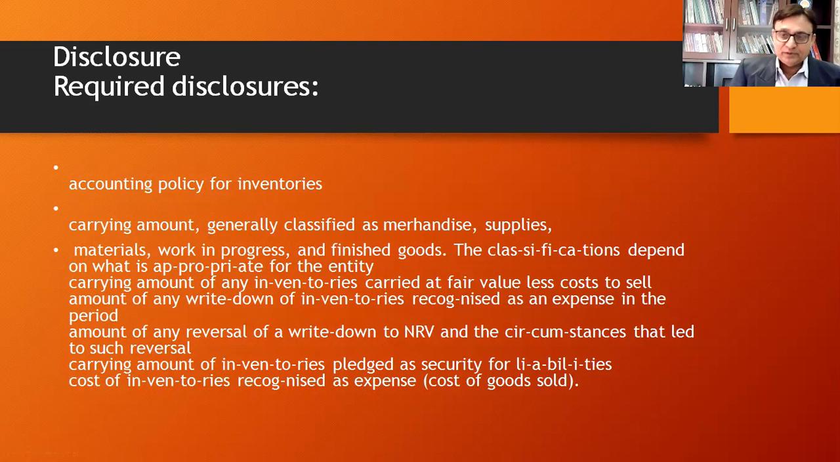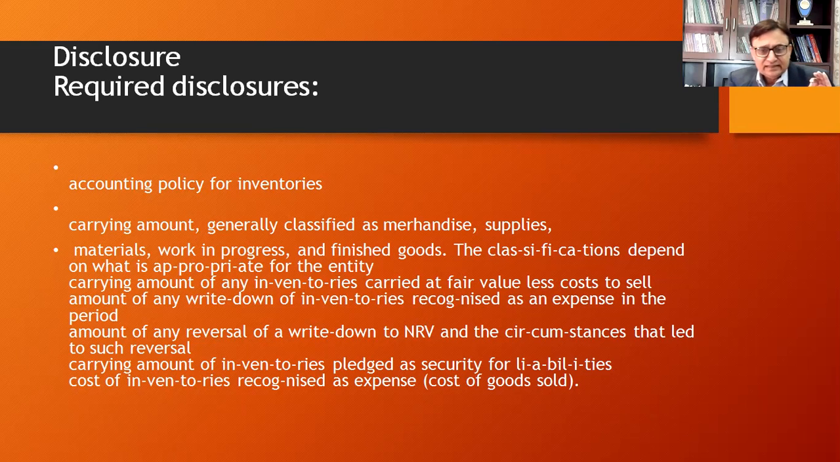Secondly, you have to tell what is the carrying amount, what is the opening stock, and separately it has to be defined. It has to be defined for merchandise, for other kinds of goods, for example raw material, for finished goods, or for work in progress. So material, work in progress, and finished goods, these classifications depend upon what is appropriate for the entity. If you are a manufacturing concern, you will be having raw material, work in progress, and finished goods. But if you are a merchandise organization, you are not producing anything, you will be having finished goods which are purchased from outside and sold.